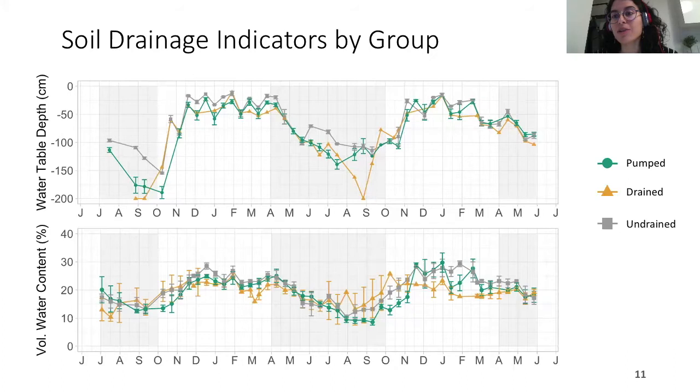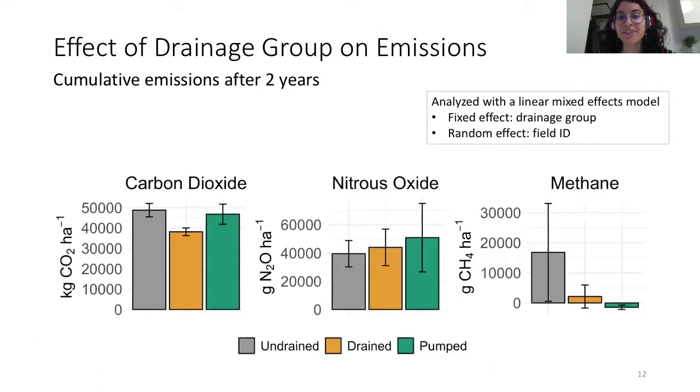Before I went on with my greenhouse gas analysis, I plotted 2 soil drainage indicators by group. So in the top row here, I have water table depth over time. And on the bottom, I have volumetric water content taken at the surface over time as well. And as you can see, there's a lot of overlap among these groups. So it wasn't surprising that when I analyzed the data with the linear mixed effects model, I found no significant effect of drainage group on cumulative soil greenhouse gas emissions after 2 years.